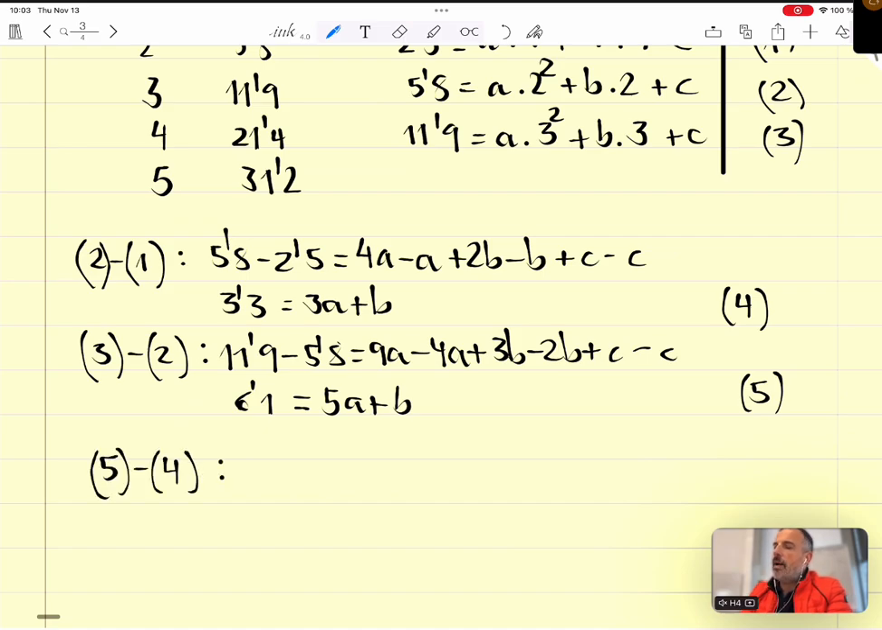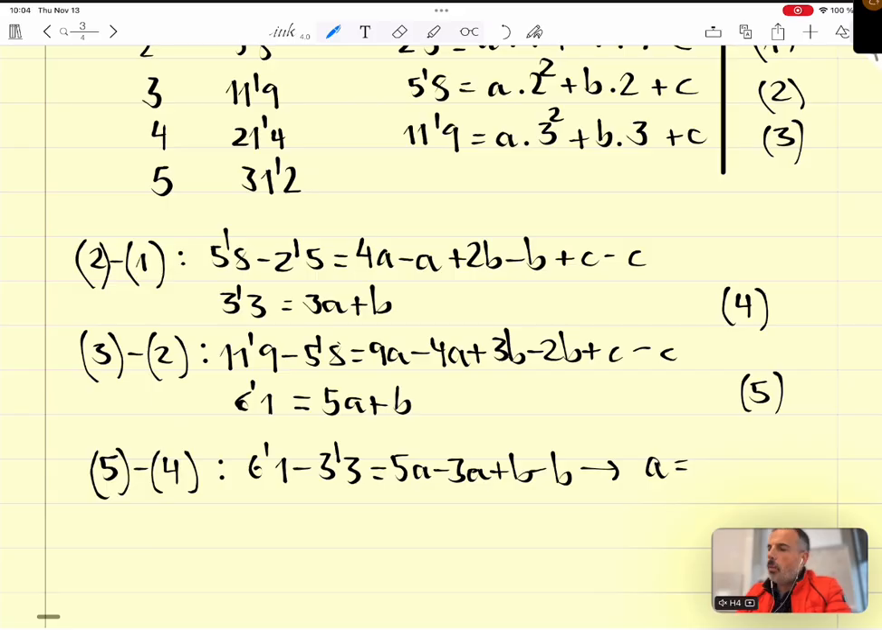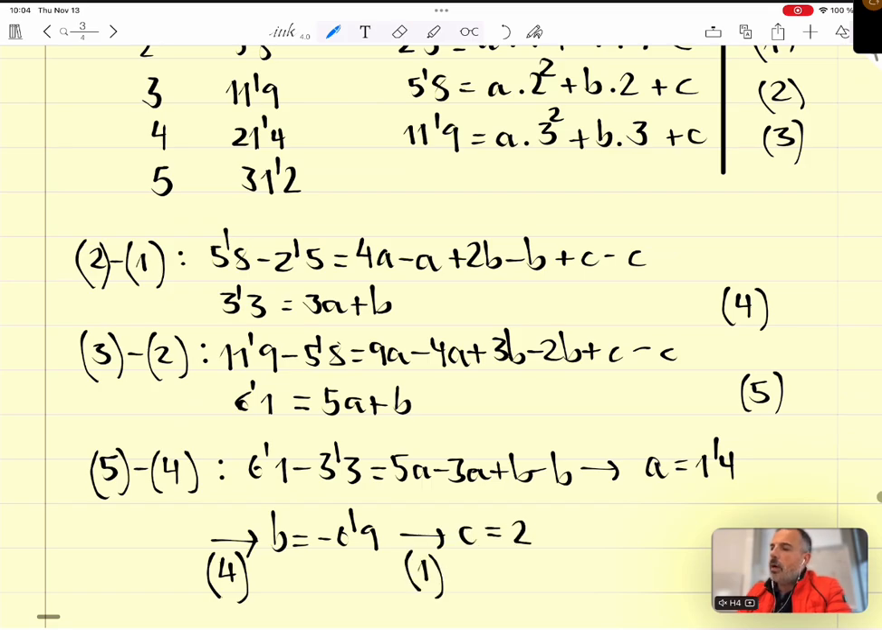If we do 5 minus 4, this is 6.1 minus 3.3 equals 5a minus 3a plus b minus b. So as a result, you get a equals 1.4. If we plug this in, let's say on equation number 4, then b equals minus 0.9, and if we plug this in equation number 1, then you get c equals 2.